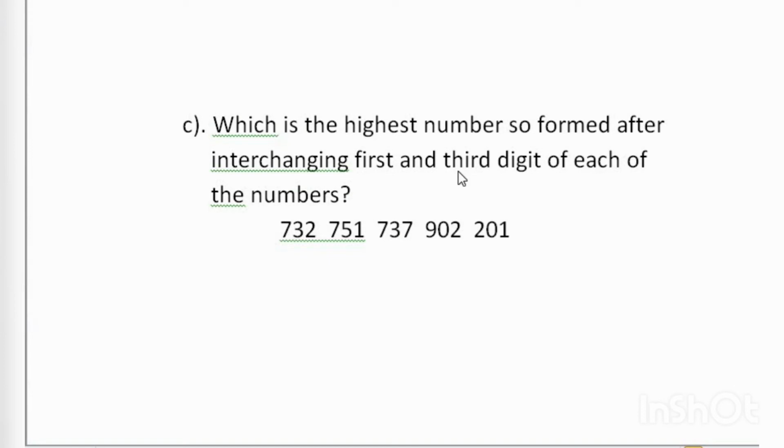Next question, which is the highest number so formed after interchanging first and third digit of each of the numbers? So here the middle digit remains the same and the first and the third digits are interchanging. So 732 becomes 237, 751 becomes 157, 737 becomes 737 itself, 902 becomes 209 and 201 becomes 102. So which is the highest number so formed after interchanging like this? The highest number is 737. So the answer is 737.